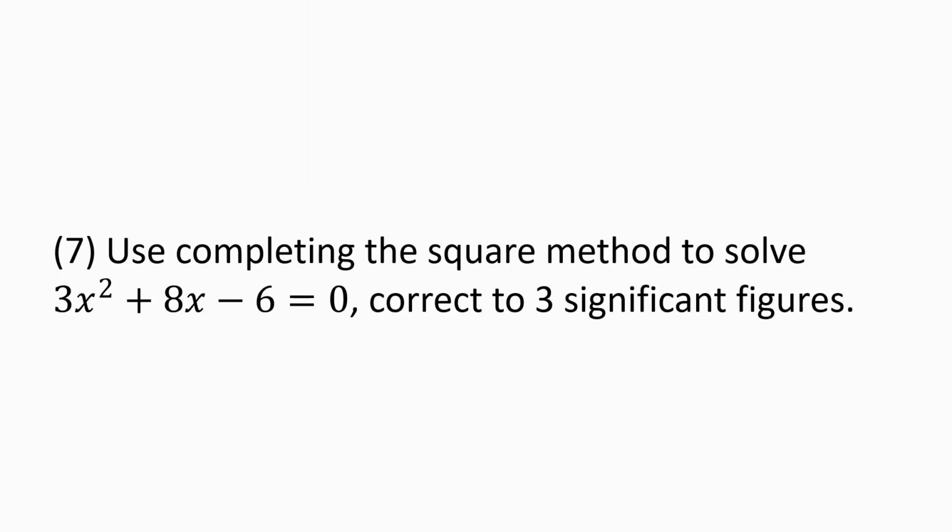Question 7. Use the completing the square method to solve 3x squared plus 8x minus 6 is equal to 0, correct to three significant figures. So we are supposed to solve the quadratic equation using the completing the square method.